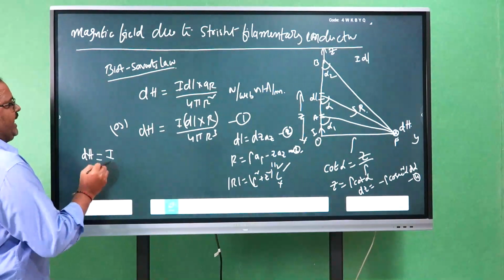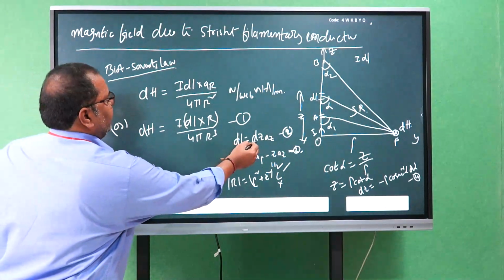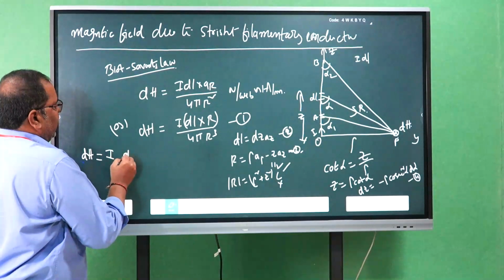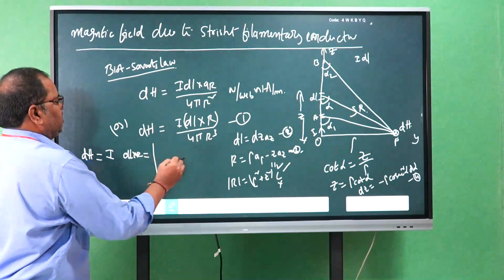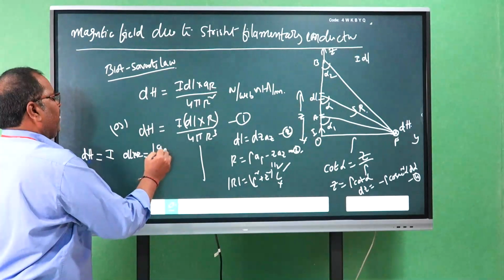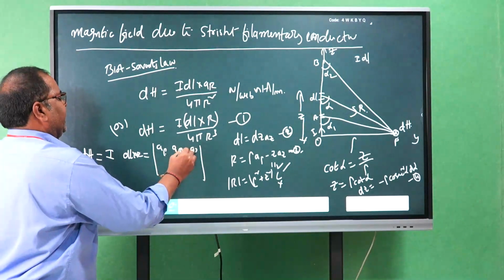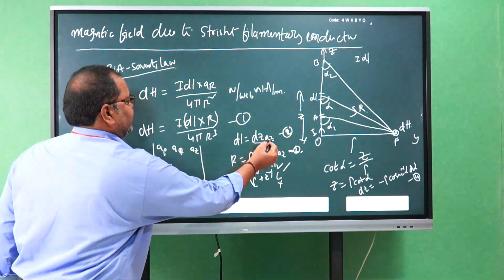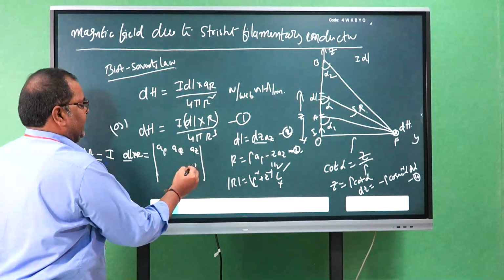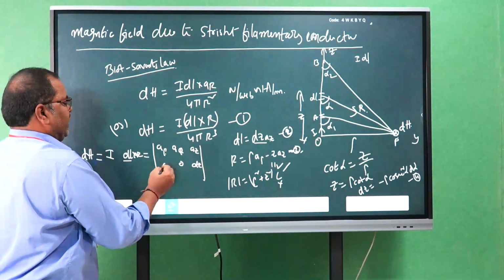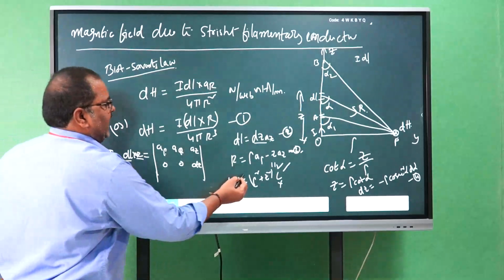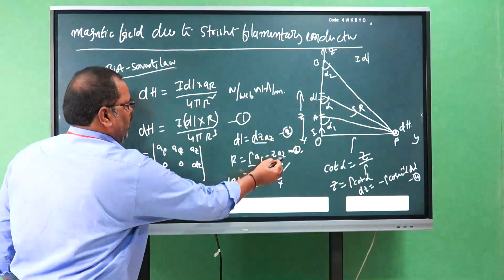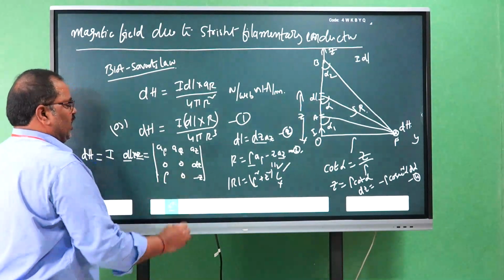dH is equal to I dl cross R. First, you have to find out dl cross R. dl cross R is equal to the determinant with a rho, a phi, az. The dl component is only in az, so it is 0, 0, dz. The R components are rho, 0, and minus z for the az component.